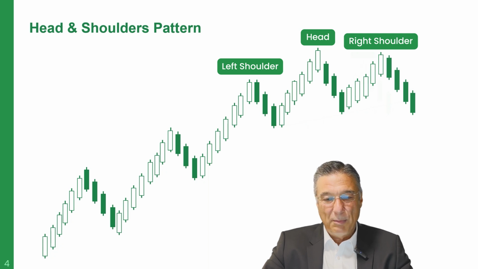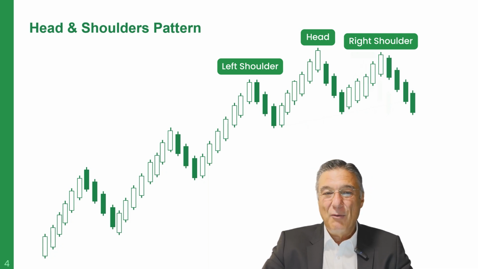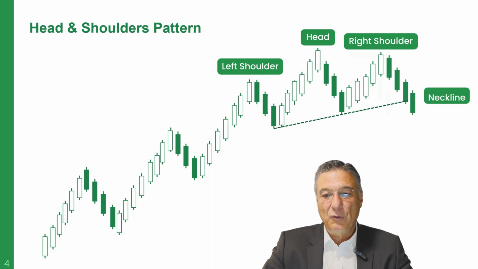The highest top on the structure is called the head. The top to the left of the head is the left shoulder, and the top to the right of the head is the right shoulder. As simple as that. Now, the line that connects the last two bottoms is called the neckline. A decisive close below the neckline will signal the end of the uptrend and the very beginning of a downtrend.